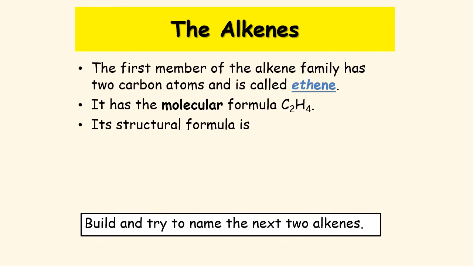The first alkene is ethene, and it has the molecular formula C2H4, and it's got a structural formula of carbon, carbon, two bonds between them, and then we fill in the rest of the hydrogen atoms. So two hydrogens on the first carbon, two hydrogens on the second carbon. So if the first one is called ethene, what do you think the names of the next two alkenes would be?